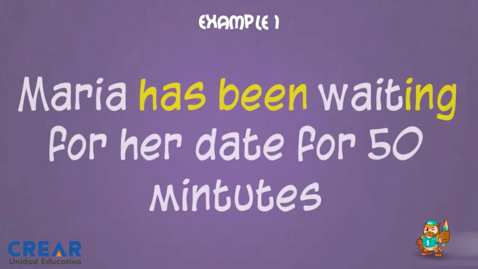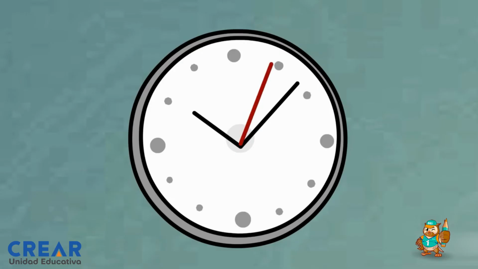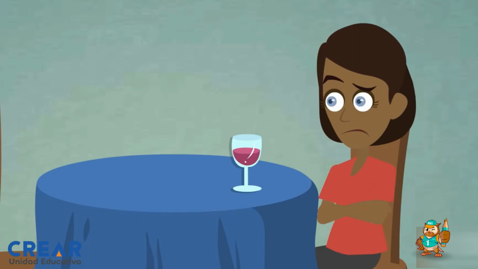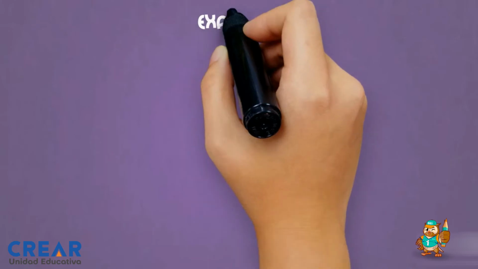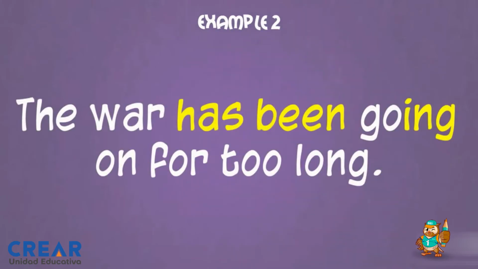For example, Maria has been waiting for her date for 50 minutes. For 50 minutes. So it is a duration, right? So she has been waiting for 50 minutes. Ella ha esperado por 50 minutos a su cita. Okay? So it's something that has a period. It has a duration.